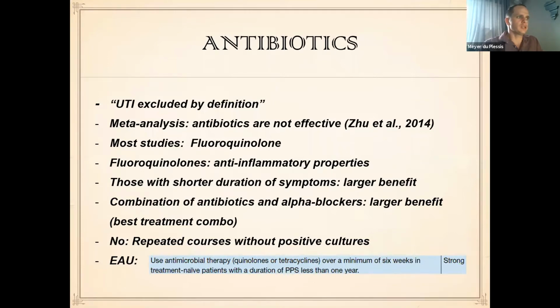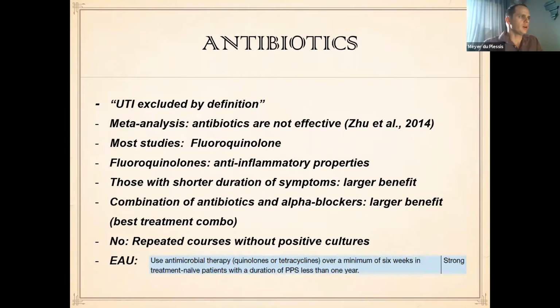Meta-analyses have shown that antibiotics are not effective. Most studies have used fluoroquinolones. The reason for this is that they have good intraprostatic penetration, as the capillary beds of your prostate lack active transport for antibiotics. And fluoroquinolones are unique in that they contain positive and negative charge groups.